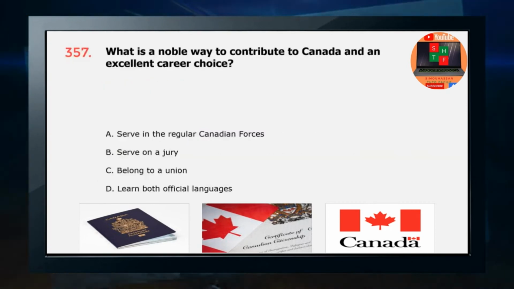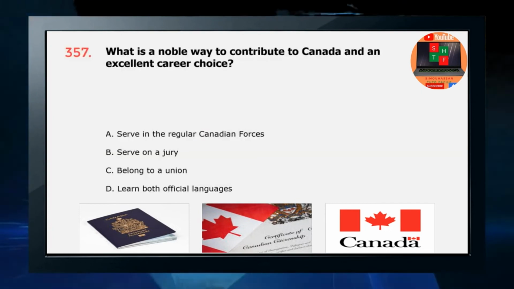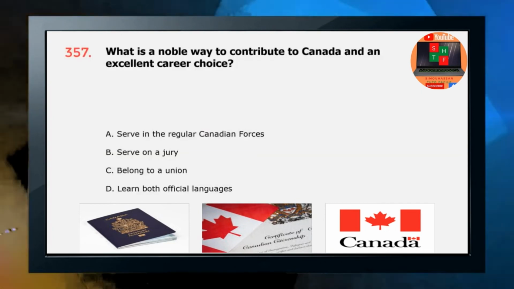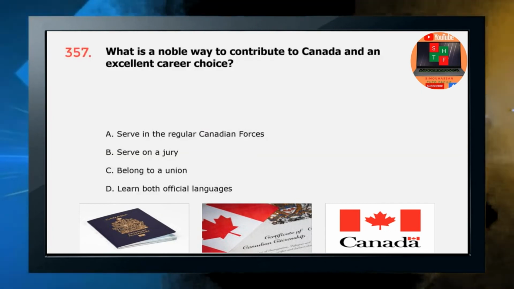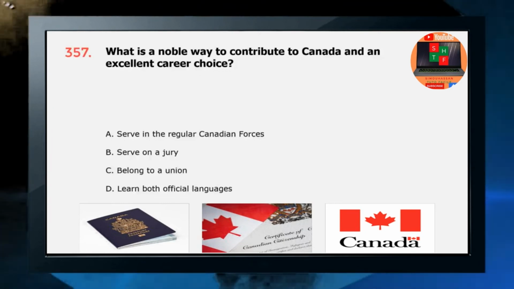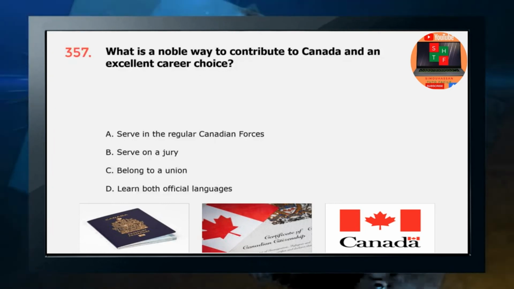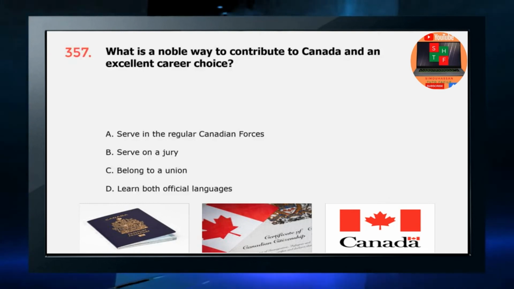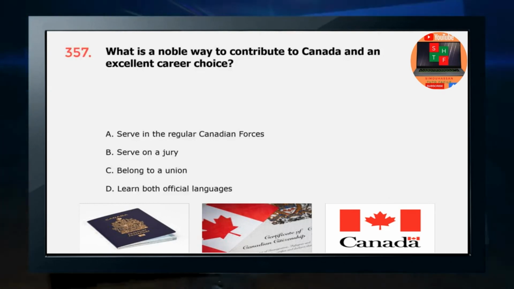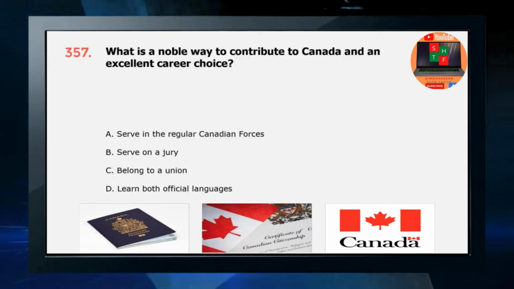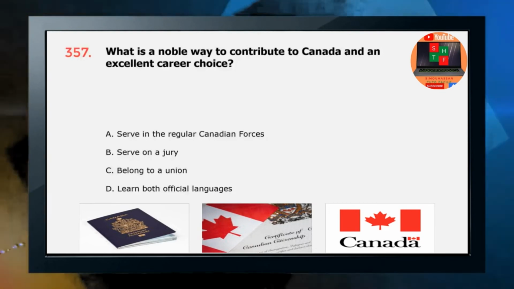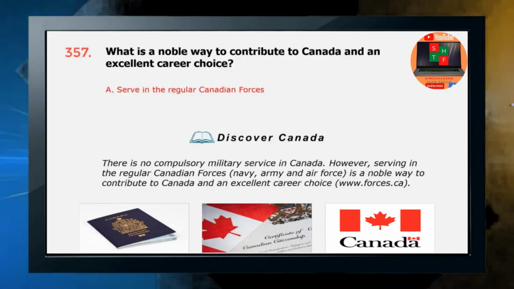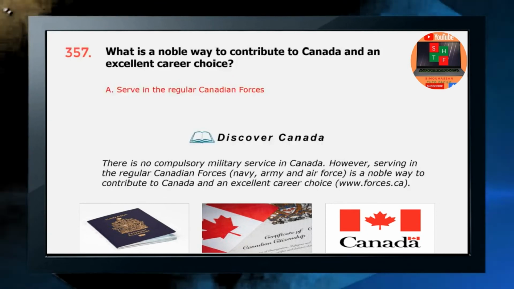Question 357. What is a noble way to contribute to Canada and an excellent career choice? A. Serve in the regular Canadian Forces. B. Serve on a jury. C. Belong to a union. D. Learn both official languages. The answer is A. Serve in the regular Canadian Forces.